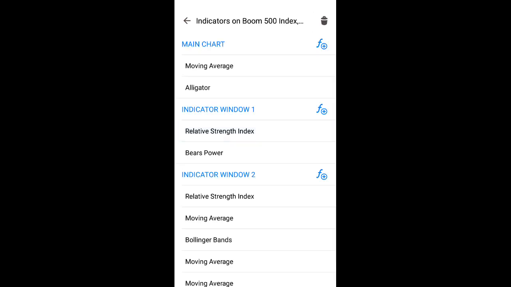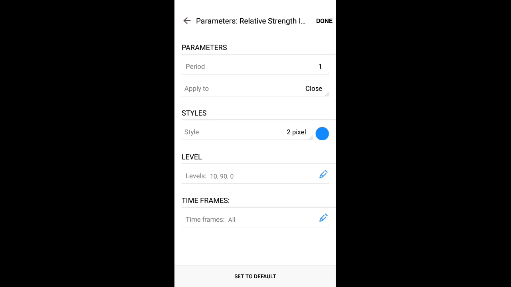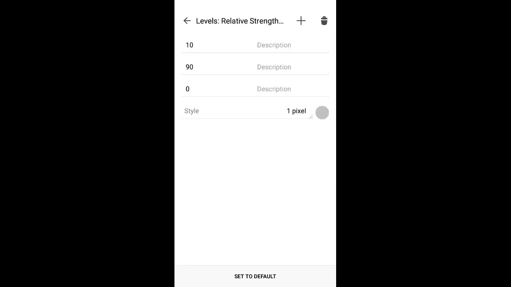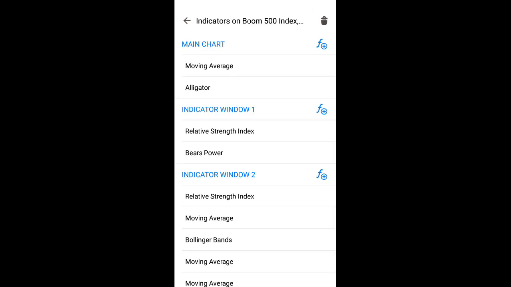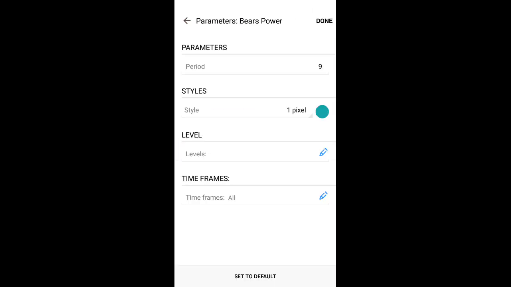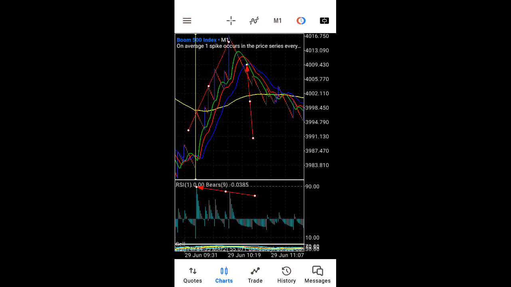Click done. Then on our indicator window 1, we have RSI. Our levels are 10 and 90, and period is 1. Then we have our bears power on indicator window 1, period is 9, color of your choice. So click on done and you'll be good to go with your indicators.